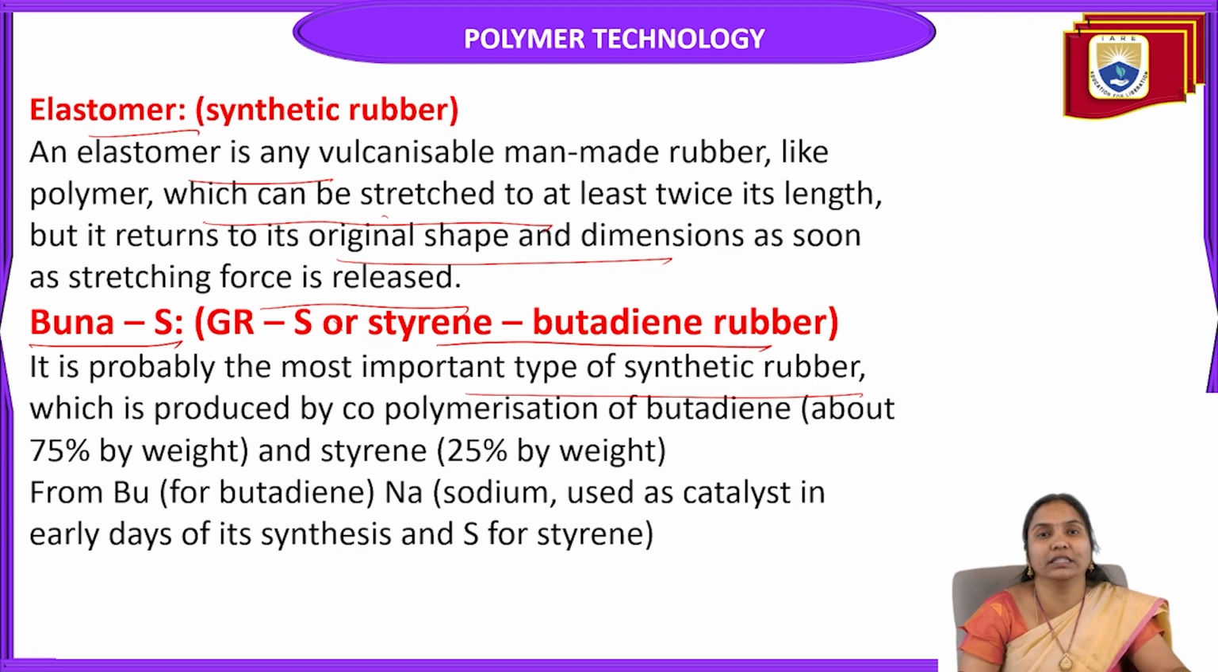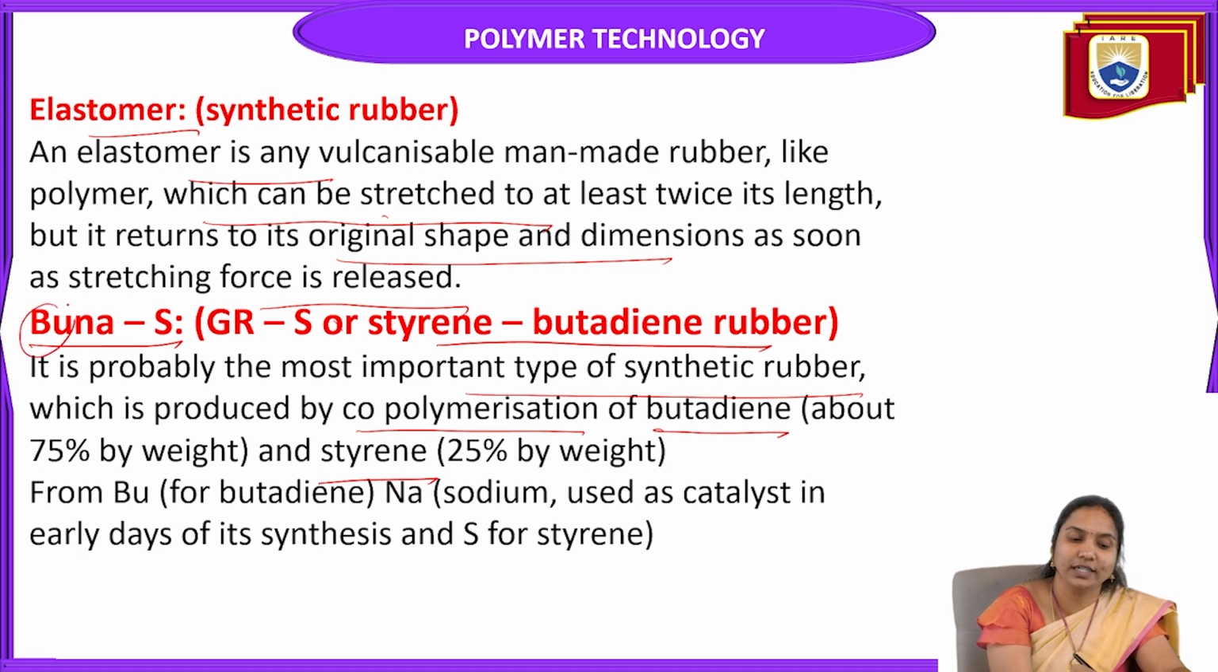So how can you prepare this synthetic rubber? Buna S is produced by copolymerization of two or more monomers. When two or more monomers undergo polymerization and form a polymer, this process is called copolymerization. So how can you prepare this Buna S or styrene butadiene rubber? By copolymerization of butadiene and styrene.